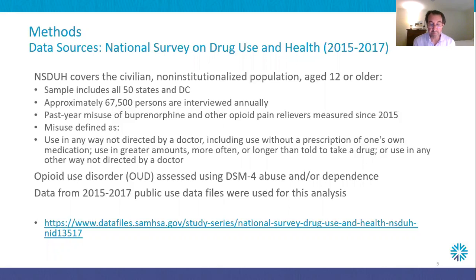NSDUH also measures opioid use disorder in the past year, and it's based on the DSM-4 criteria for abuse and/or dependence. We'll be showing those analyses a little bit. We use the data from the 2015 to 2017 public use data files, and the link to access those data is shown below.